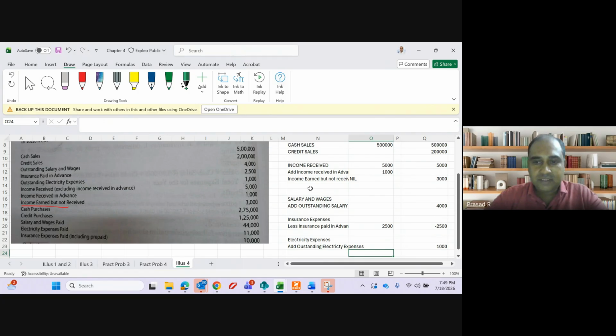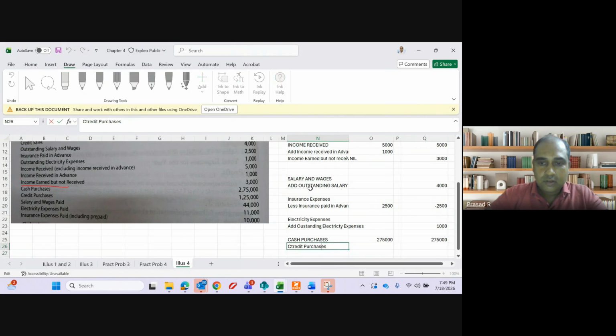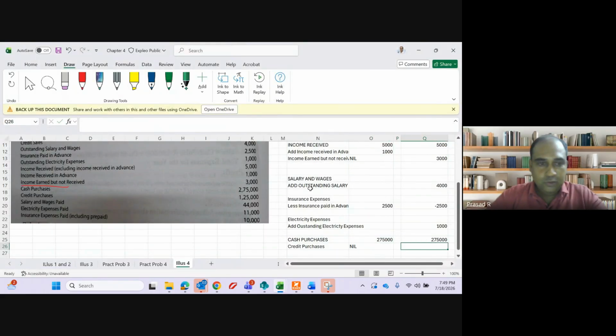Cash purchases. Another item, expenses, cash purchases, how much? 2,75,000. It will come under accrual basis also, and it will come under cash basis also. Credit purchases, will it come under cash basis, guys? No, sir. It will not come. So it will come under accrual basis.